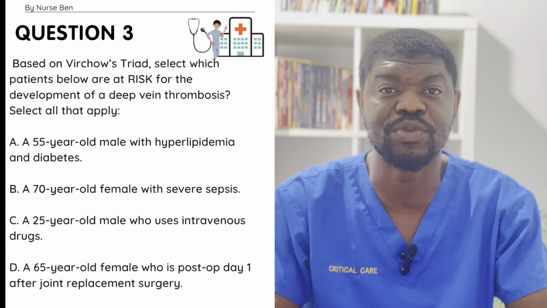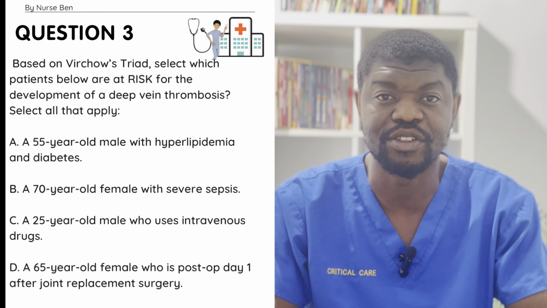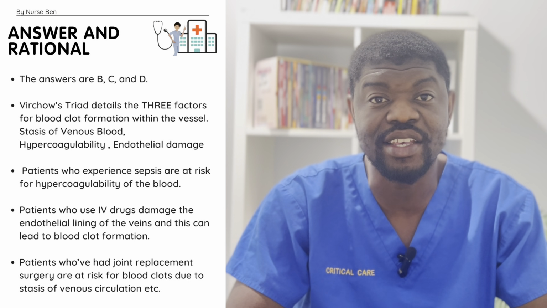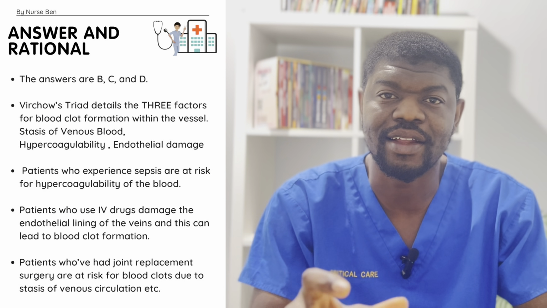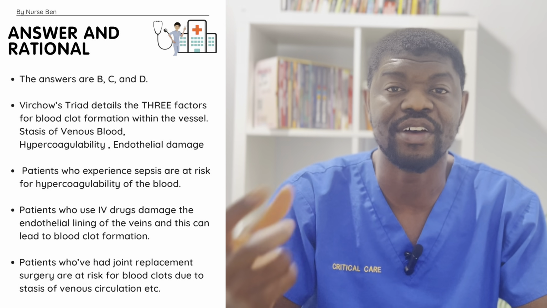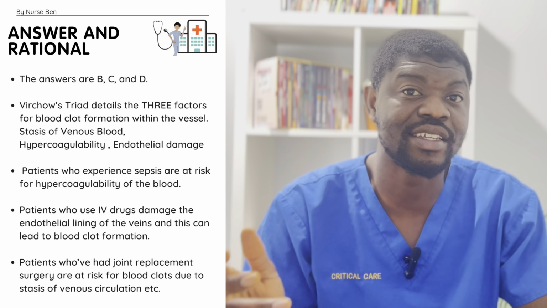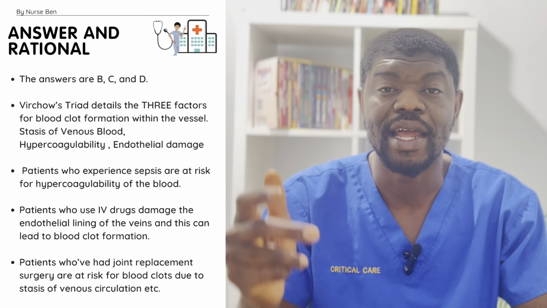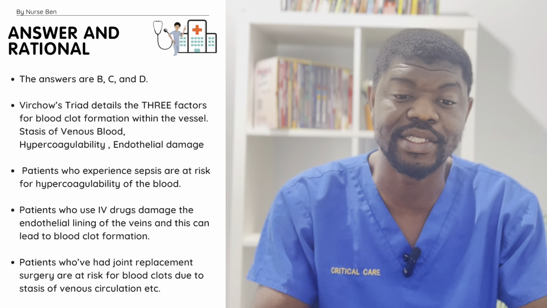Which of these patient groups do you think are more likely to develop a deep vein thrombosis according to the Virchow's triad? So the correct answers for this question will be B, C, and D. Now, the Virchow's triad tells us that there are 3 things that, when present, increase a patient's risk of developing a DVT. The first one is venous stasis. The second one is injury to the epithelium. And then the third one is a state of hypercoagulability.